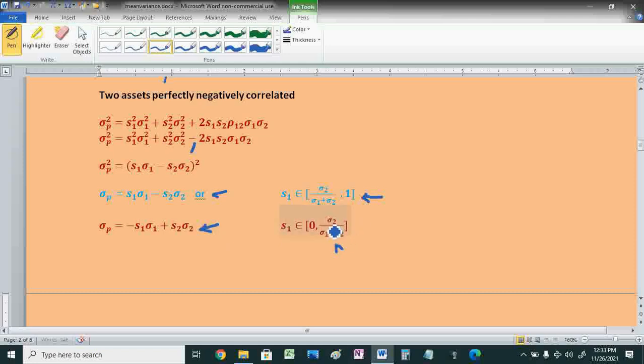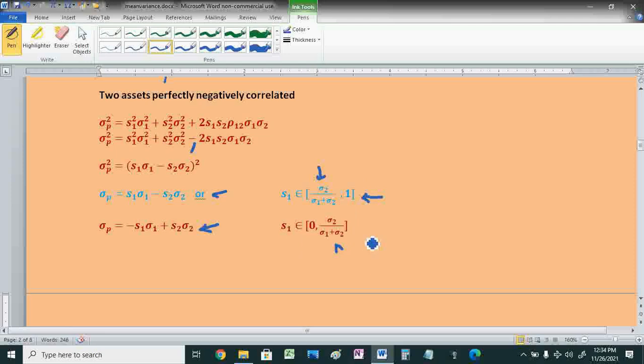Finally, see that if we put sigma p equal to 0, then S1, from either this equation or that equation, will become equal to sigma 2 divided by sigma 1 plus sigma 2. So this is the value of S1 when portfolio standard deviation is equal to 0.